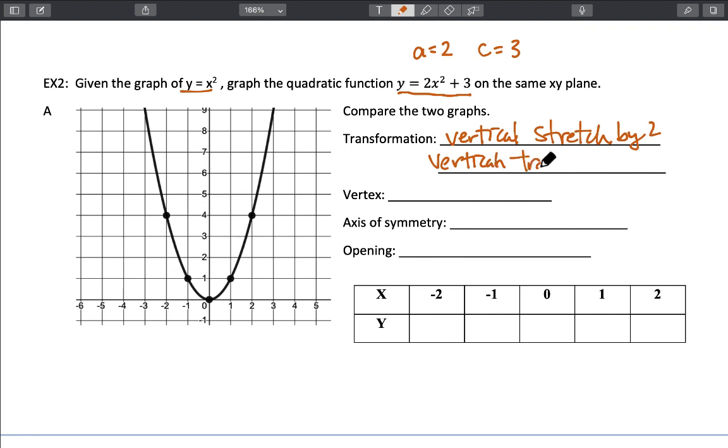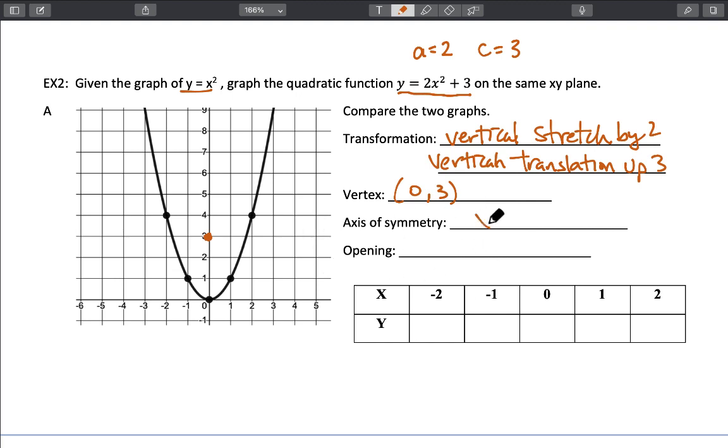Vertical translation up 3 units. We'll say up 3. Okay, so that's going to help us find our vertex. Our vertex is going to be slid up 3 units to 0 over and 3 up, so I can plot that point here on my new graph.